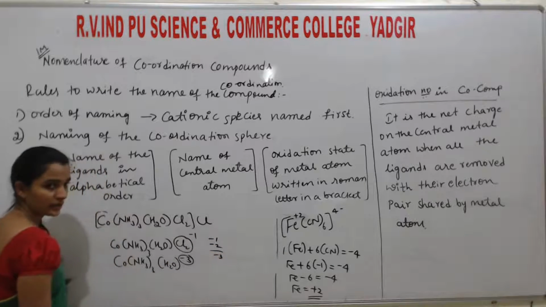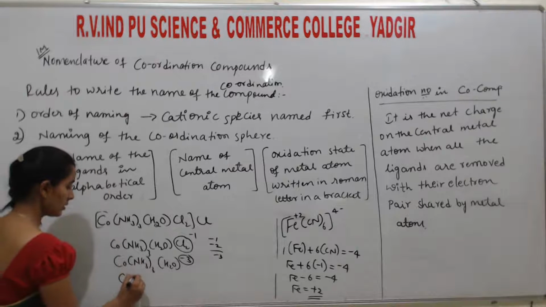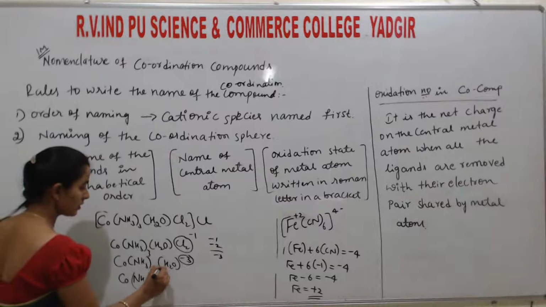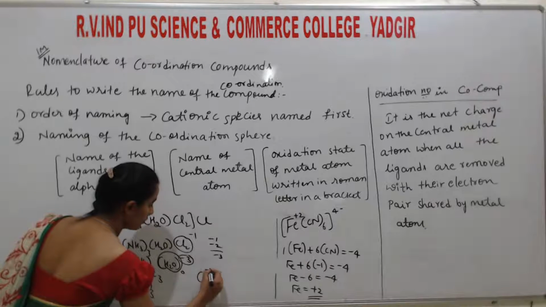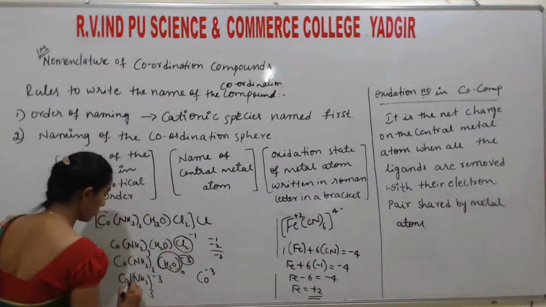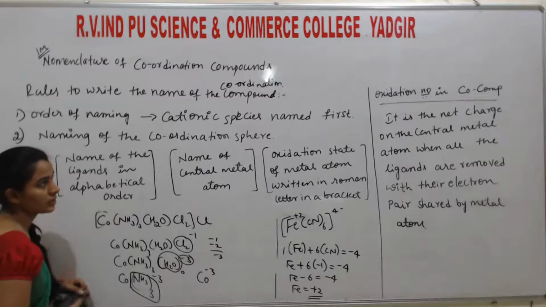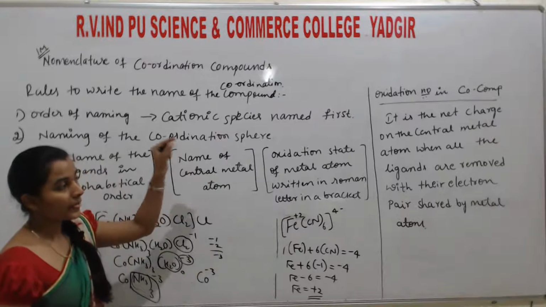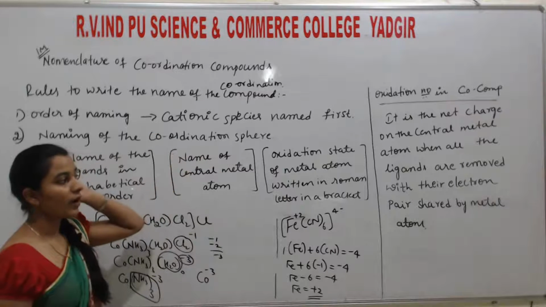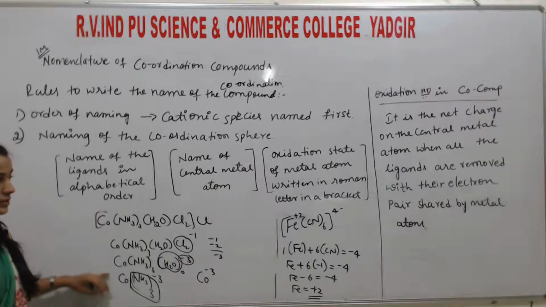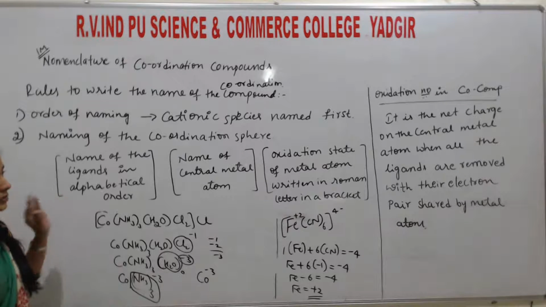That means it is a 3 charge. Next, Co(NH3)3 with a 3 charge, because the water is neutral, 0. And finally, Co with the 3 charge if NH3 is also removed. Okay, so this is what the oxidation state is. It is the net charge on the central metal atom when all the ligands are removed with their electron pairs shared by this metal atom.